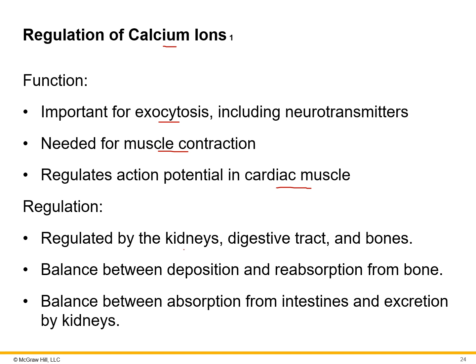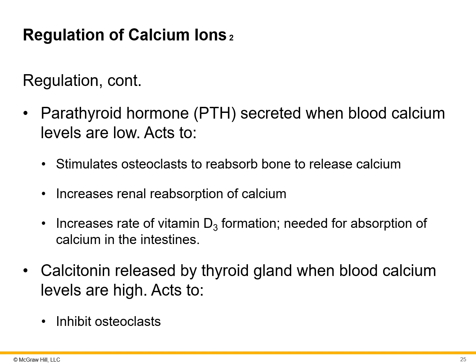So it is regulated mainly by the kidneys, digestive tract, and our bones because that's where the majority gets stored. So the balance between deposition and reabsorption from the bone. So if we have excess calcium, we store it in our bones. If we need calcium, it gets released from the bones. And then the balance of absorption from the intestines and excretion in the kidneys. So how much we're absorbing, which mainly is impacted by vitamin D, and then how much we excrete in the urinary system. All of this will regulate our amount of calcium.